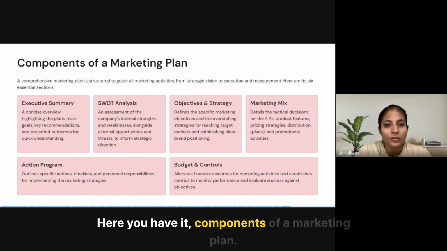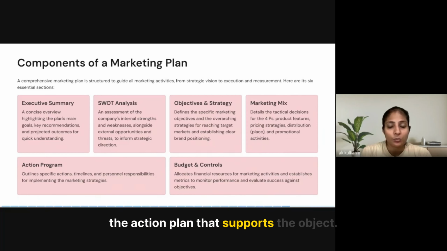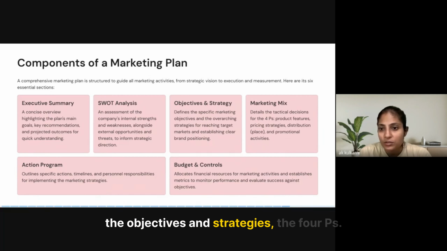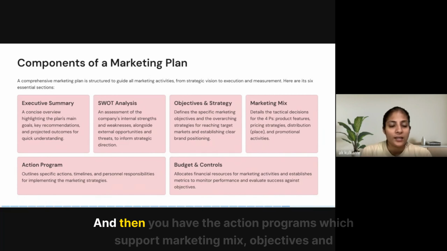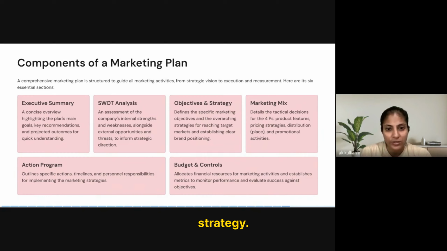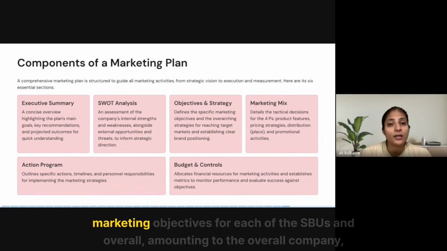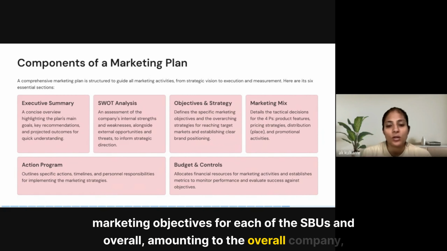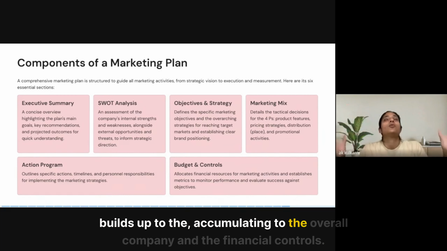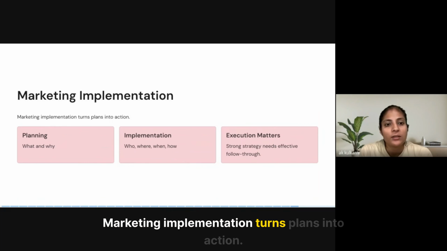Here you have it: components of a marketing plan, executive summaries, the SWOT analysis, objective and strategy, marketing mix, which is the action plan that supports the objectives and strategies, the four P's. And then you have the action programs, which support the marketing mix, objectives, and strategy. And finally, you have the budget, the allocation of finance to each of the marketing objectives for each of the SBUs, accumulating to the overall company, and the financial controls.